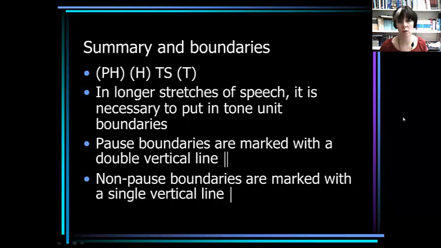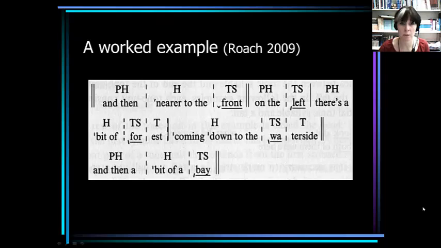In longer stretches of speech, we also put in tone unit boundaries. A pause boundary is marked with a double vertical line like this, whereas a non-pause boundary is marked with a single vertical line like that. So here's an example from the textbook, and I've managed to give the right date.